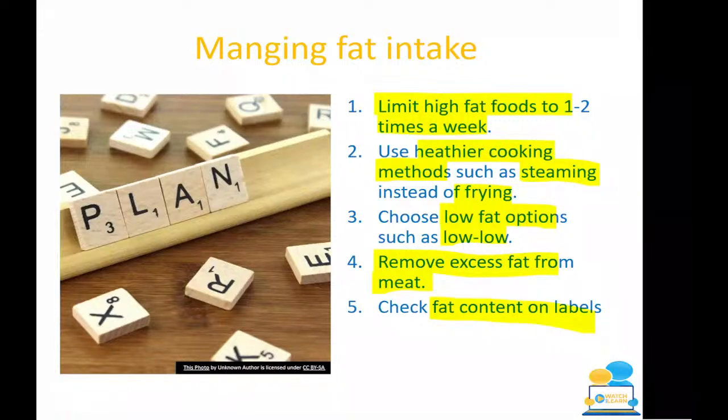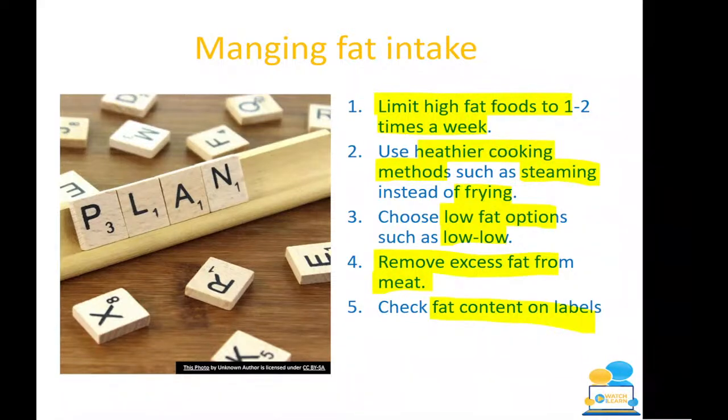Use healthier cooking methods such as steaming instead of frying. So if you go onto the ExamRevision website and go to strand 1, you can look at methods of cooking, and there's more information on what steaming and frying is, but always go for steaming rather than frying.